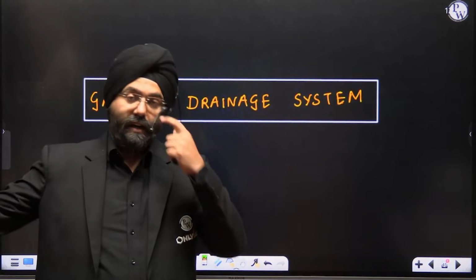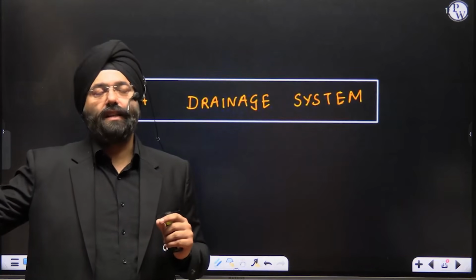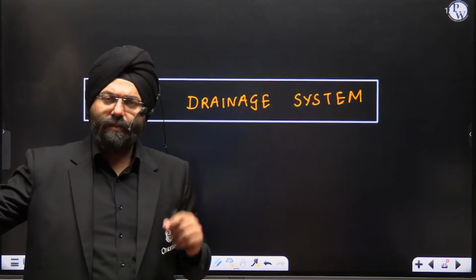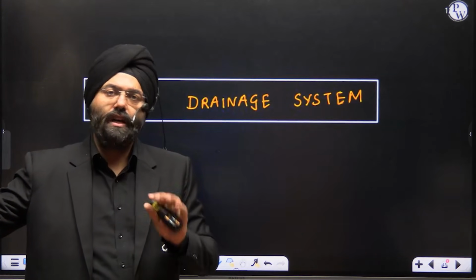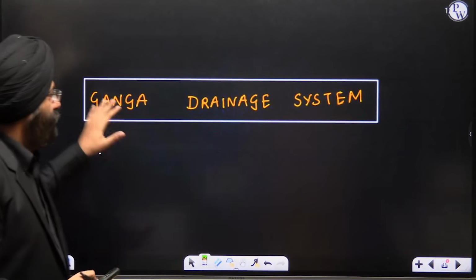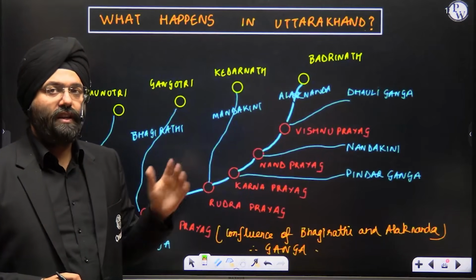Clear? Ganga drainage system. So please, again, as we have done in the previous, that is Indus and Brahmaputra, you have all hopefully understood that well. If you haven't, please just move back and see the lecture part which you haven't understood. You'll be analyzing it well. Over here, the Ganga drainage system again is important because a lot of rivers are there. So we need to analyze.